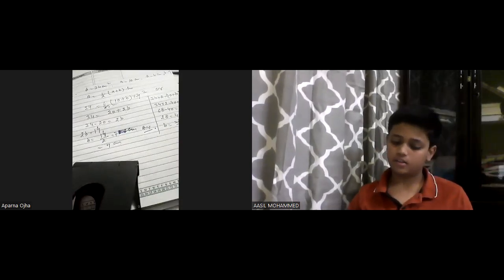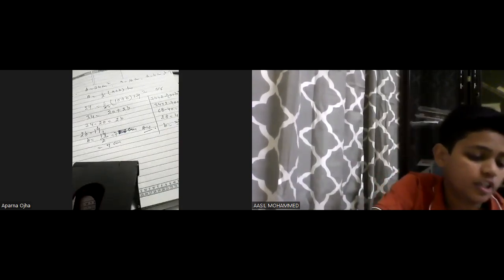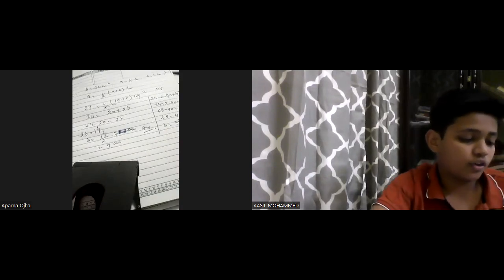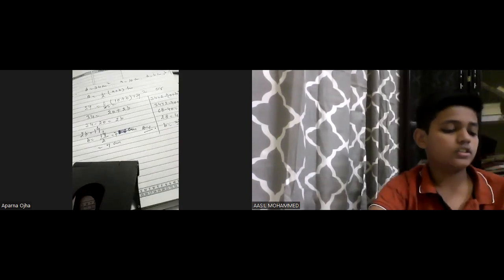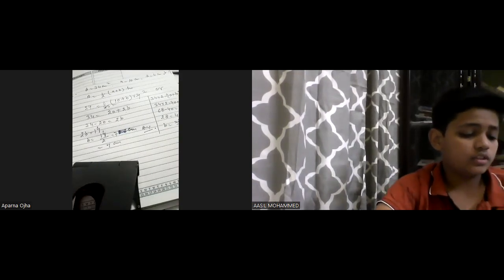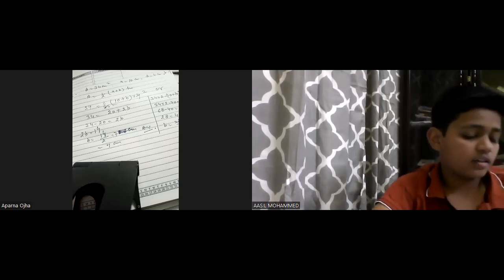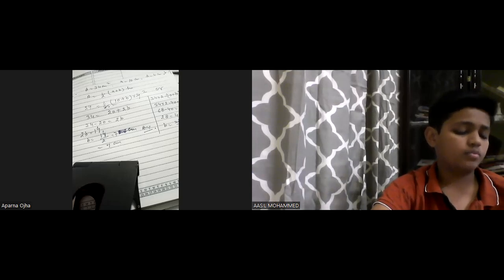Now see the next question. Length of the fence of a trapezium shaped field ABCD is 120 meter. If BC is equal to 48, CD is equal to 17, and AD is equal to 40, find the area of this field. Side AB is perpendicular to the parallel sides AD and BC.